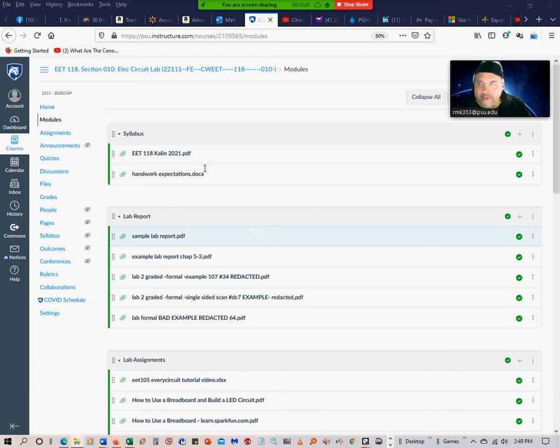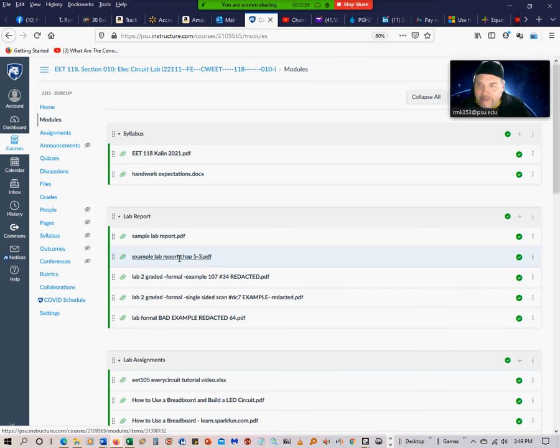And then here is the layout of how I have the EET118 in Canvas. You have to go to the module section. I have the syllabus in here, the handwork expectations document we went over. And then lab reports, I have a sample lab report. The sample lab report gives you guidelines on how to write a formal lab report. I'm not going to go through all that. There's a lot to go through, but please read it. When I say that this is a formal lab, you'll need to follow the directions in here.